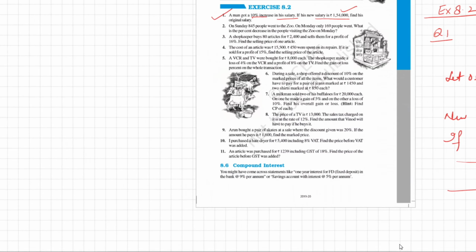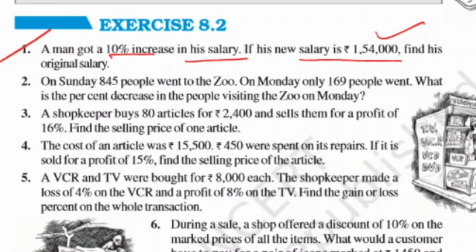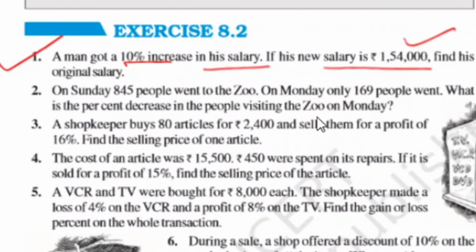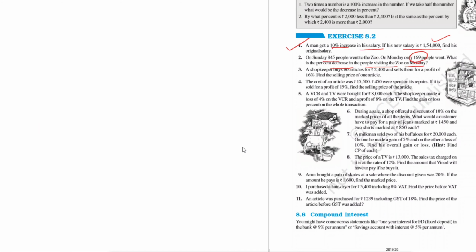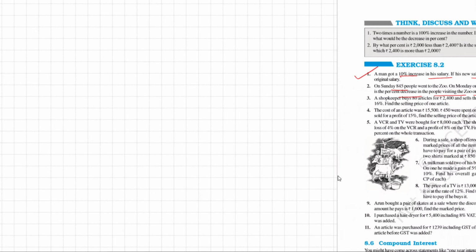What is the second question about? It says that on Sunday, 845 people went to the zoo. On Monday, only 169 people went to the zoo. Monday we had only 169, Sunday we had 845. So what is the percentage decrease in the people visiting the zoo on Monday? First of all, we'll write the details. On Sunday, 845 people were visiting, and on Monday, 169 people were visiting the zoo.